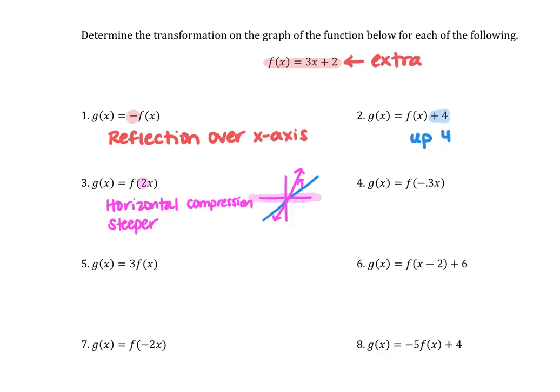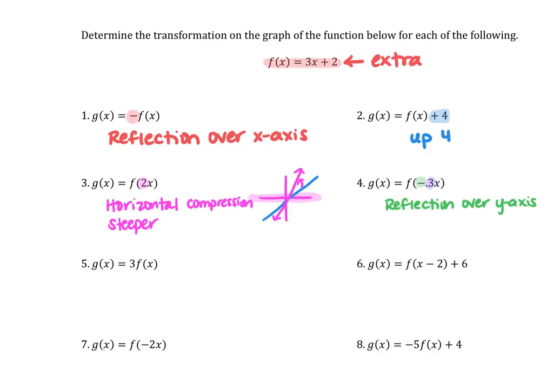Number 4. Now on this one, I actually see 2 changes happening. And this is the most common mistake that students make, is they group the negative and the 0.3 into one change, and that is not accurate. The negative is one change and the 0.3 is a different change. So if I'm looking at just the negative sign first, since it's in between the F and the X, this is a reflection. And since it's again sandwiched between two of them, it's over the y-axis.